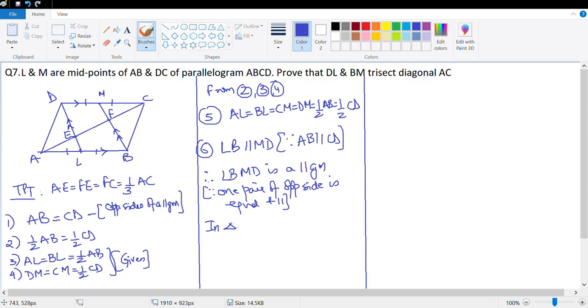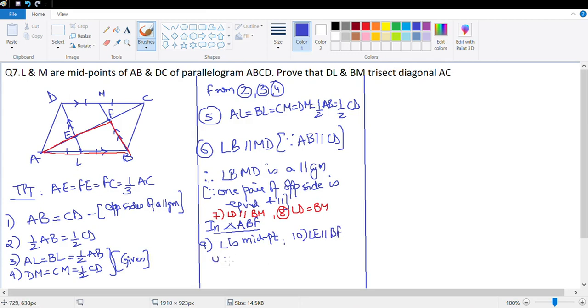So in triangle ABF, like I said, as soon as you see a midpoint, you should try looking at a triangle where one is a midpoint and it is parallel. So let's write this down. Number 7 would be LD is parallel to BM, and number 8 would be LD is equal to BM, because this is a parallelogram. Number 9 would be L is midpoint. Number 10 is LE is parallel to BF.